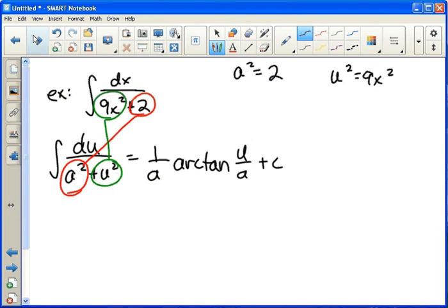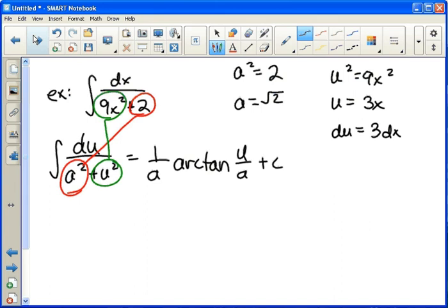So now we need to find a and u. a will be the square root of 2. u will be 3x. And then the derivative of u is going to be 3. So we need to check and see if the du matches. Well, if you look, it does not. We just have du and 1 dx, but it says we need 3 dx. So we're going to have to divide both sides by 3.